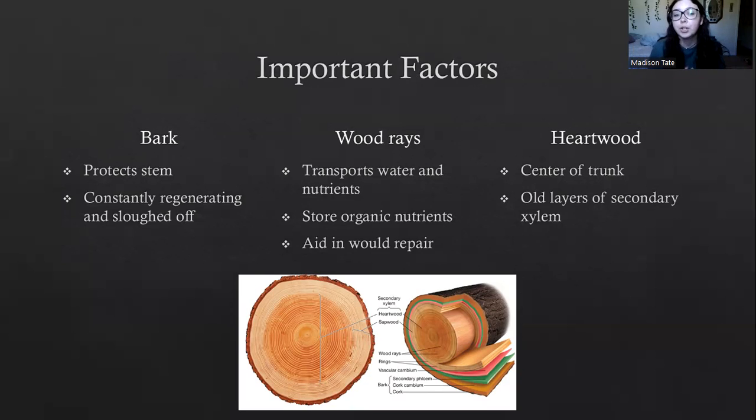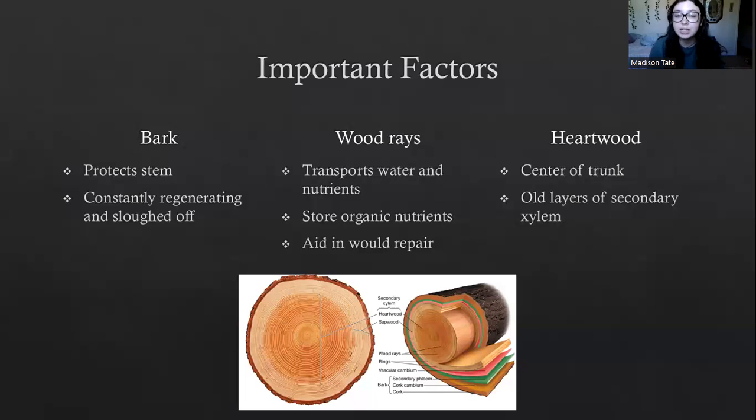It transports water and nutrients, stores organic nutrients, and aids in wood repair. Just like our bodies, we need food and nutrients to function, to grow, and this is kind of what wood rays do. It's a constant giving of nutrients and water for the plant to grow.